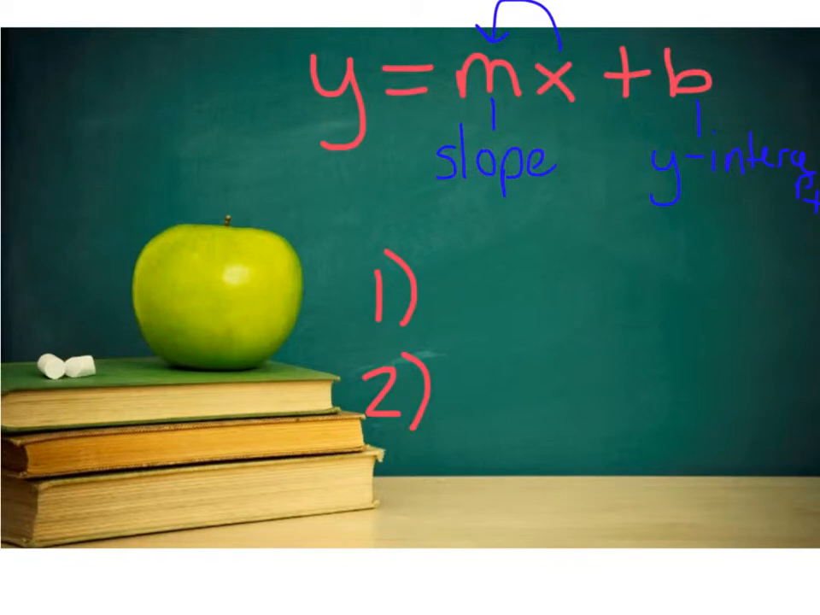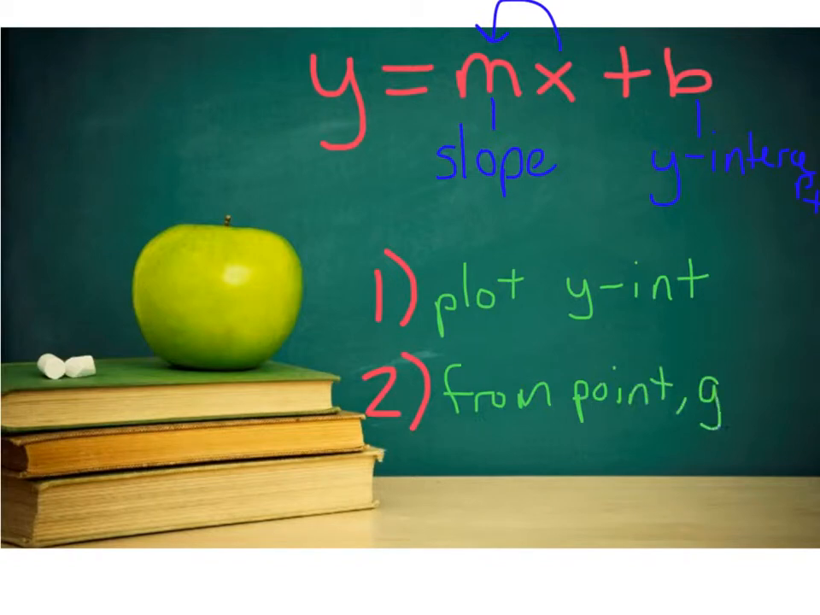So there are two steps to be able to graph when given it in slope-intercept form. Step number one is to plot your y-intercept. And step number two, from that point, we're going to graph our slope. So let's follow our step one and our step two, and let's try it with our first example.